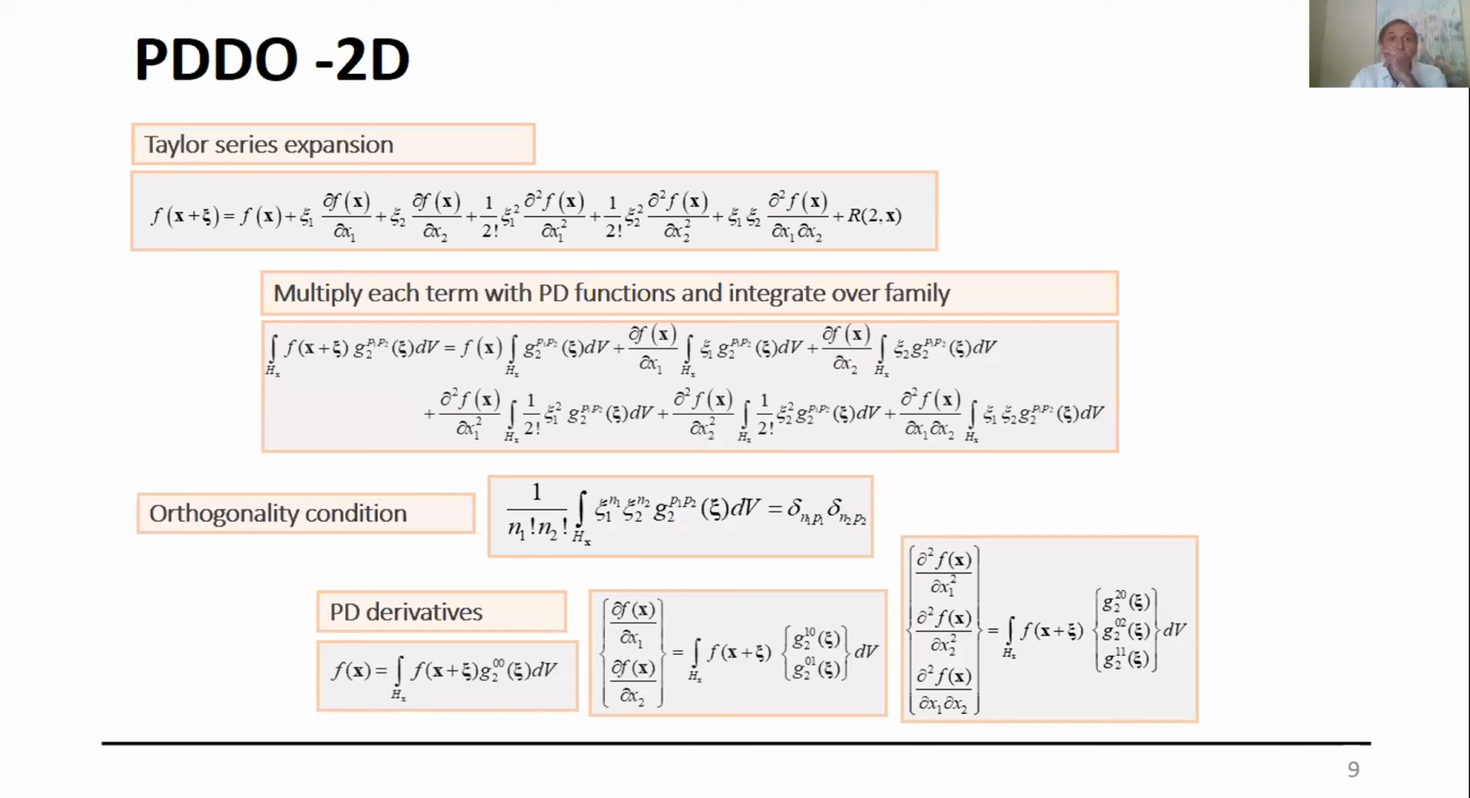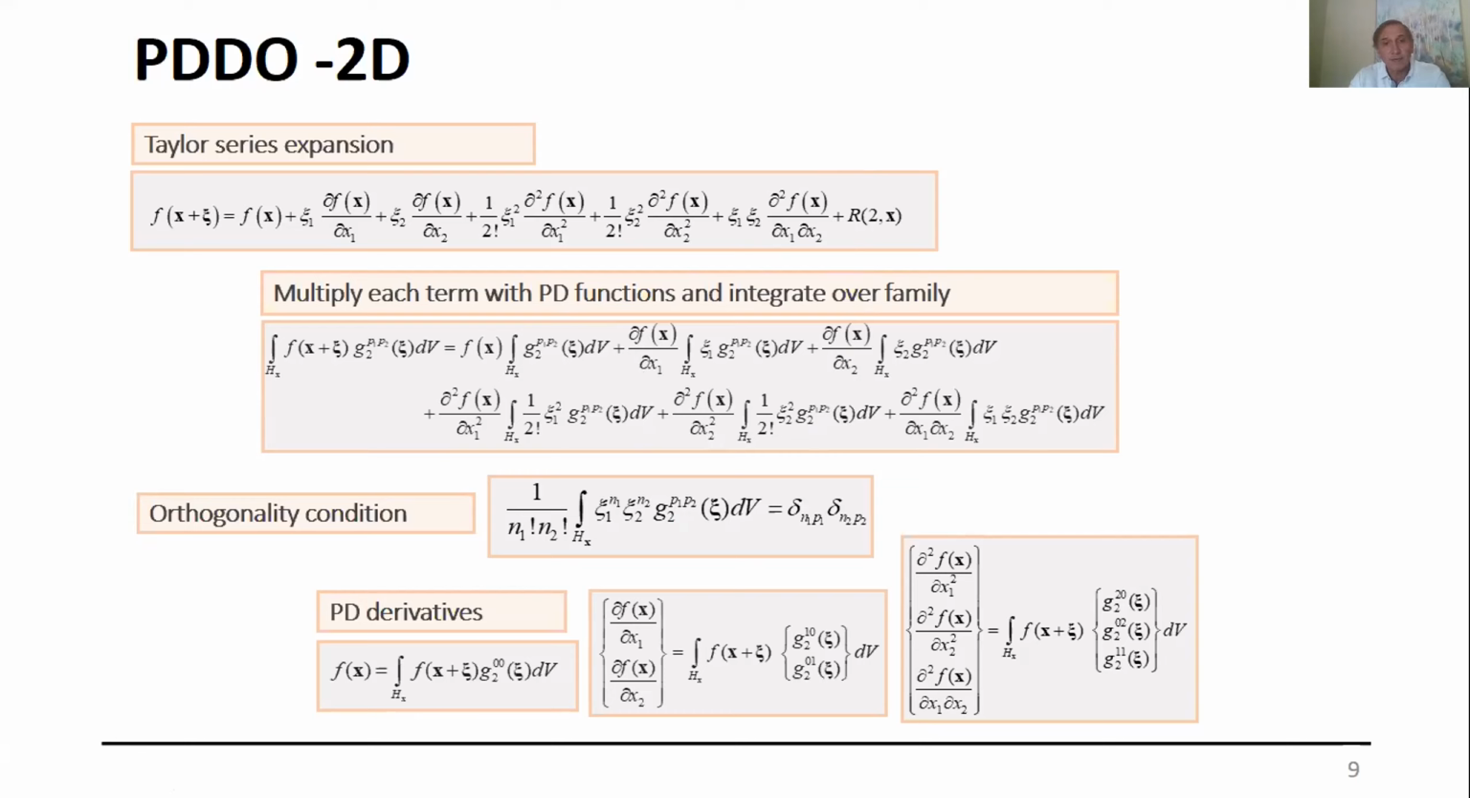So here is the peridynamic differential operator. It's very simple. If you have, let's say, a function in 2D, we basically have a Taylor series expansion. And let's say you're interested in the second order derivatives. So we truncate the series after the second order derivatives. Okay? So we multiply each term with peridynamic functions and integrate over the family or interaction domain, as shown here. The subscript 2 here indicates that the Taylor series is truncated after the second order derivative. And P1 and P2 indicate the order of differentiation of interest.